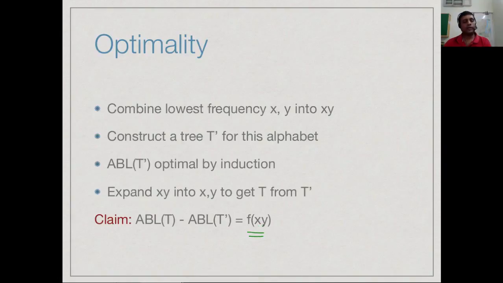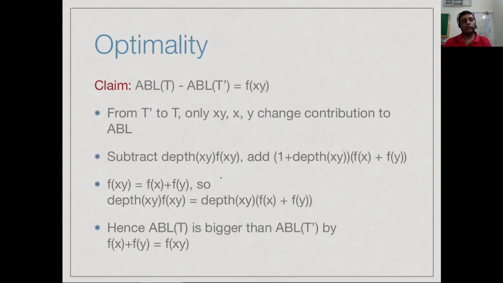So if I chose x and y to merge to go from T to T prime, then the amount by which the average bits per letter is going to change is exactly the frequency of this combined letter, f_xy. Right? So it's deterministically fixed by which one I chose. Even though I don't know the cost of the trees directly, I can tell you that the cost is going to be different by this amount. This is not very difficult to prove.